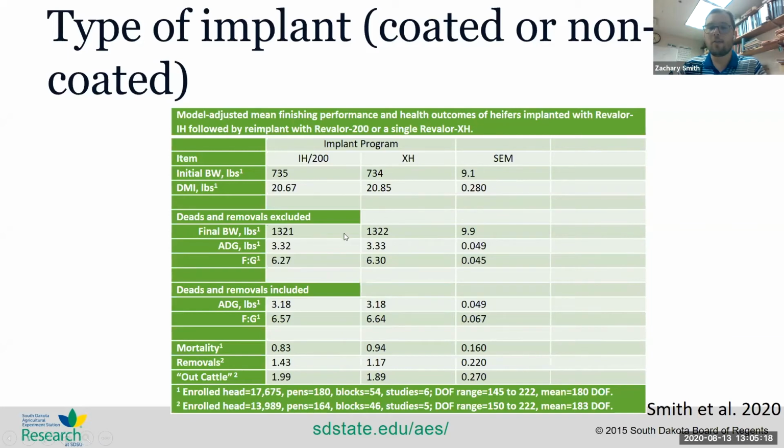really no difference in overall performance, except for this, there was a difference in intake here, favoring the non-reimplant cattle. So these heifers here were subjected to an IH200 protocol. These heifers here in XH were given an initial and delayed release implant. No difference in performance, no difference in daily gain, but a difference in feed conversion and no difference in animal outcome when we talk about mortality, removals, or out cattle. So we typically like to look at these data here on a deads and removals excluded basis.